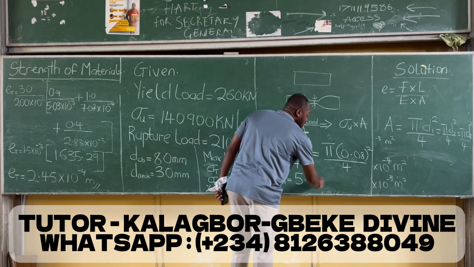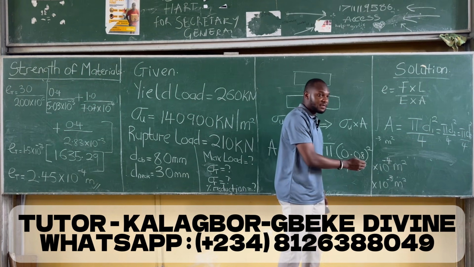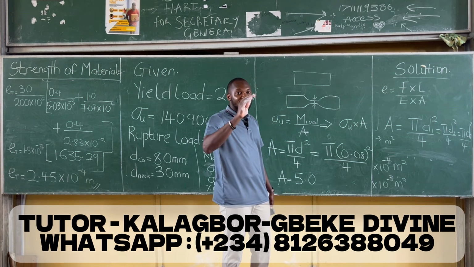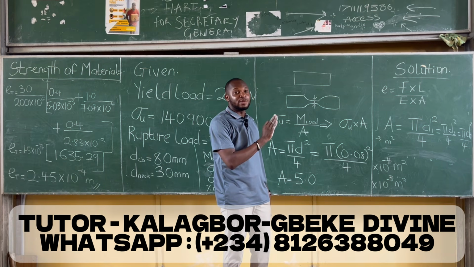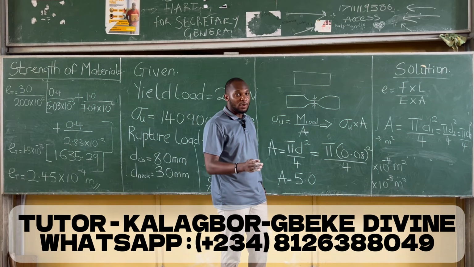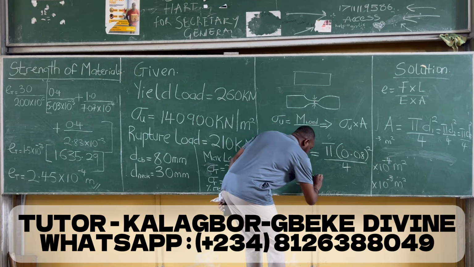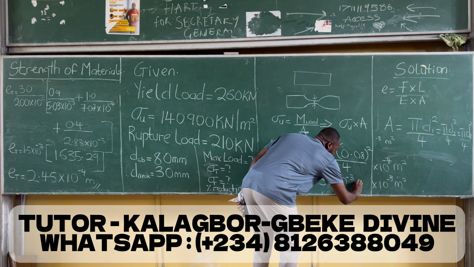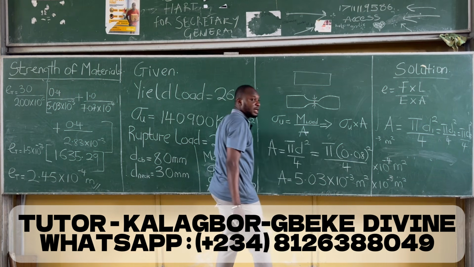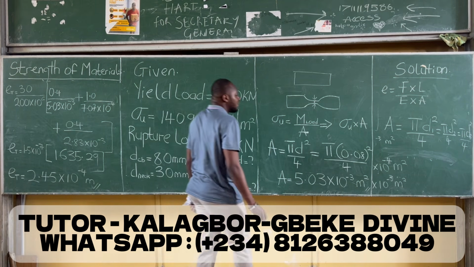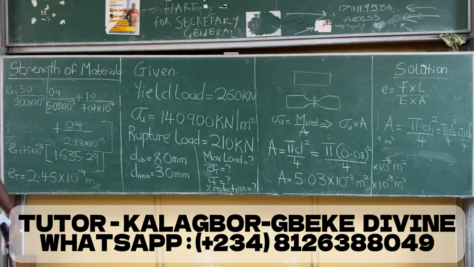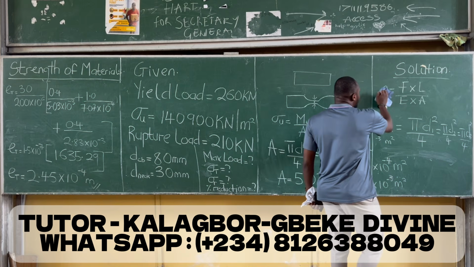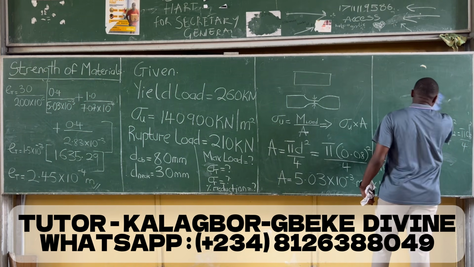Whether we have 0.2 or 0.3, because it's after the decimal point, the value will be very small, so it can be said to be negligible. Let's just use 0.3 times 10 raised to the power of minus 3 meters squared, because it's area we're talking about. Now we've gotten our area and we have our ultimate stress. So now we simply impute the values to get the maximum load.